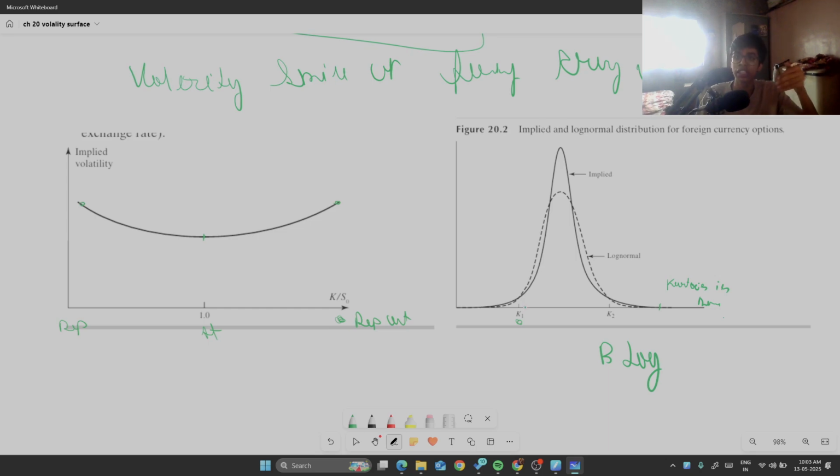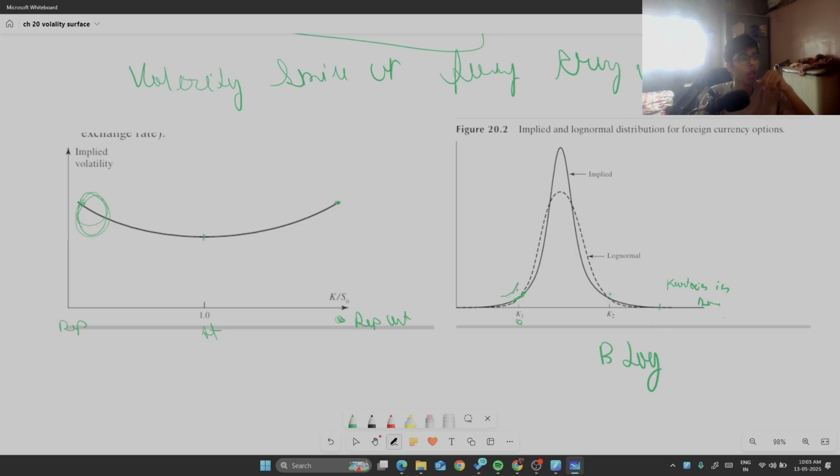BS lesser than market price. If we price for implied volatility, you can see the distribution of implied volatility, the straight line is implied volatility and the dotted line is log normal. The probability of the event at a given point is more, so the price of the option would be more, and the log normal price would be less, and this is shown here because of more implied volatility.